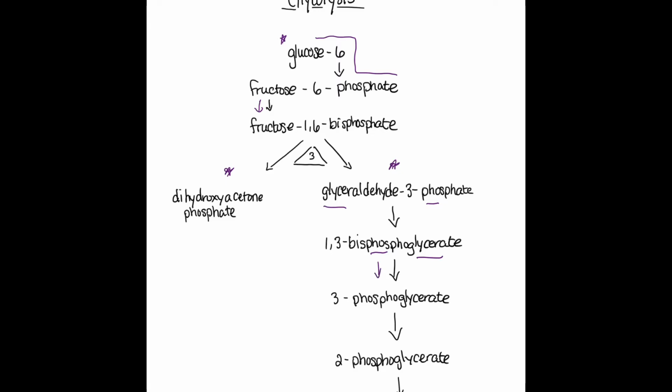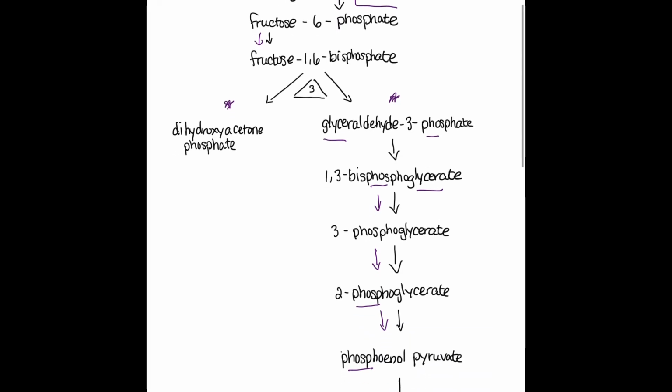So from there, 1,3-bisphosphoglycerate, we have 3-phosphoglycerate, and we're moving that down. After that, we have 2-phosphoglycerate, we're moving that down. After that, we have phosphoenol pyruvate, and our connector is phospho. We know our next molecule after that is pyruvate, so it's phosphoenol pyruvate.